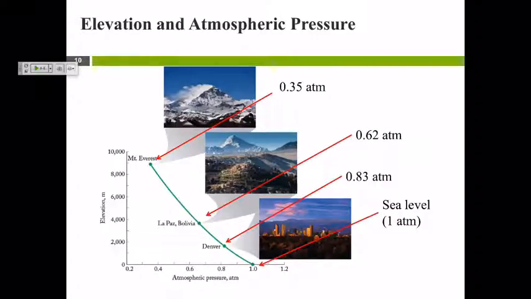So McKenna, what are your thoughts? Why is it more difficult to breathe at the top of Everest than it is here? They said there was less oxygen and less particles moving around. Okay, so is it that the air is composed of less fraction of oxygen?